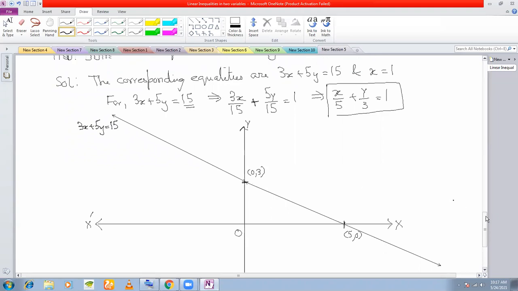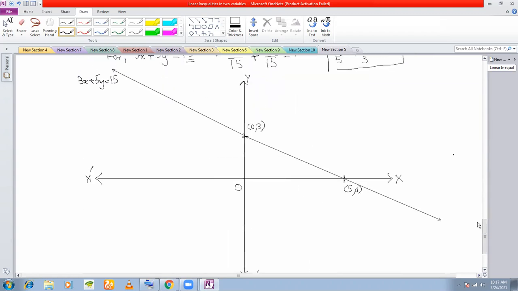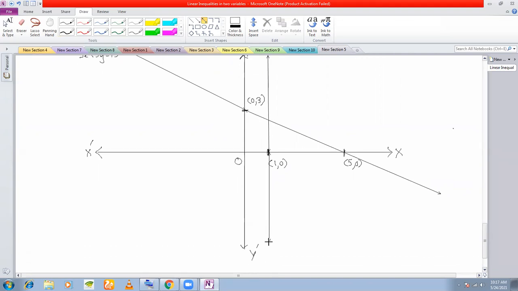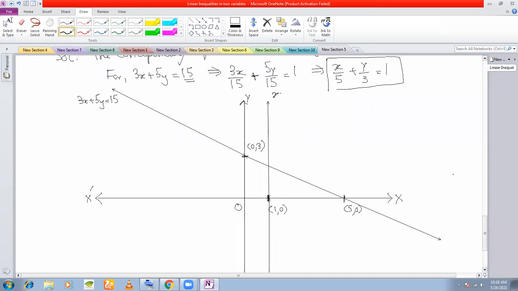Now we draw the line x is equal to 1. What kind of a line is x is equal to 1? As you said, it is a line that is parallel to the y-axis and at a distance of plus 1 unit. Say this point is (1, 0). Then this will be a straight line that is parallel to the y-axis. So x is equal to 1 will look like this. Okay, we write x is equal to 1 here. Fine. Now we shall decide in which part we have our solution.